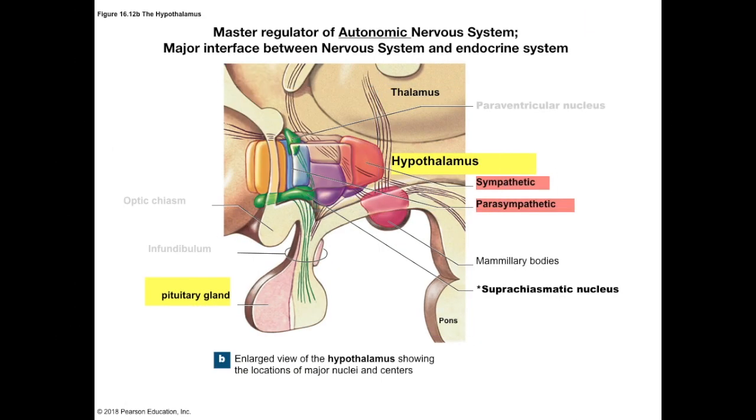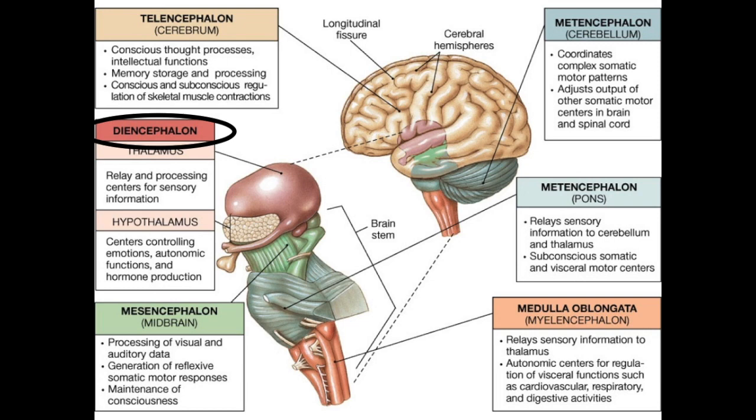The second function to note is the link between the nervous system and the endocrine system, because the hypothalamus is controlling the pituitary gland. The pituitary gland is a major endocrine gland, which we won't discuss here, but we'll get back to the hypothalamus when we talk about the emotional center of the brain, the limbic system.